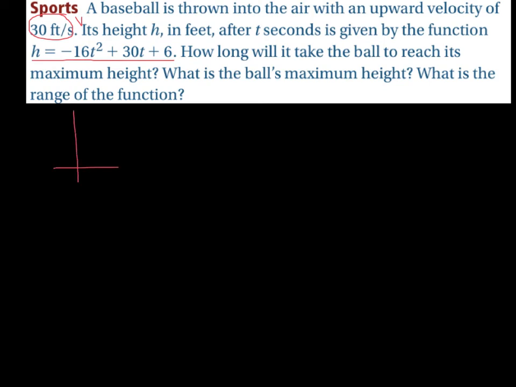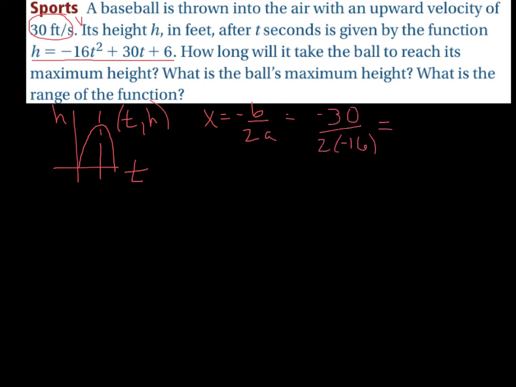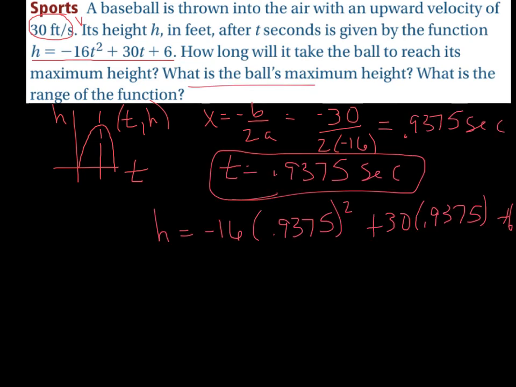Well, again, remember that when we're looking at these problems, we're graphing height versus time. We're throwing the ball up, it's coming back down. So its maximum height is occurring at the vertex at some time. So we need to look for that axis of symmetry. Negative b over 2a would be negative 30 over 2 times negative 16. When we finish our calculations, that gives us 0.9375 seconds. So just a little bit less than 1 second to reach its maximum height.